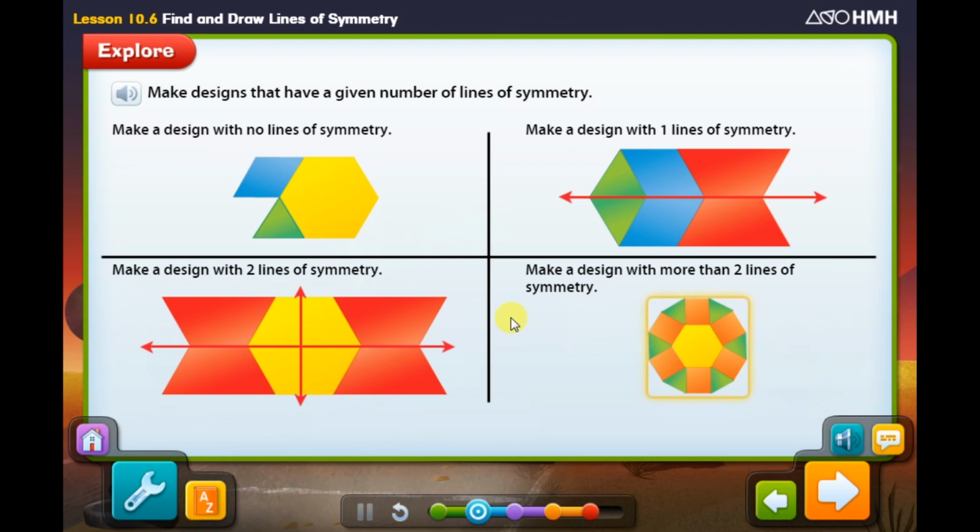To make a design with more than 2 lines of symmetry, you can use any regular polygon. So you can use an octagon. It has 8 lines of symmetry. You can use a pentagon. A pentagon has 5 lines of symmetry. Of course, regular ones. You can use a hexagon. A hexagon has 6 lines of symmetry. You can use a heptagon. A heptagon has 7 lines of symmetry. So, if you use any regular polygon, it will give you the same number of lines of symmetry. This design has 6 different lines of symmetry.